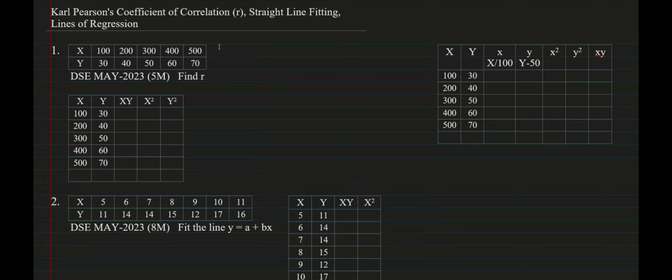We are going to solve previous year questions of Engineering Mathematics 3 from the topics Karl Pearson's coefficient of correlation, denoted by small r, straight line fitting, and lines of regression.